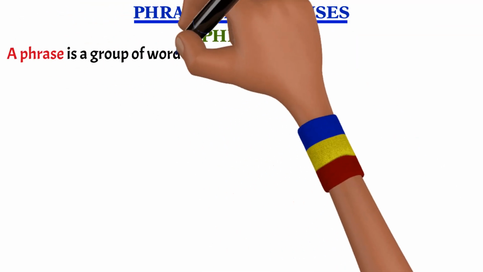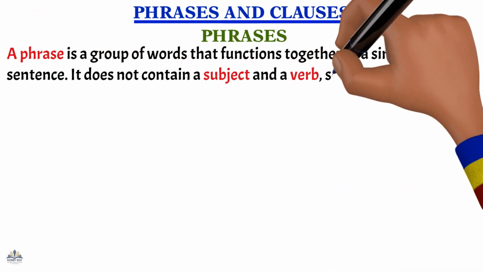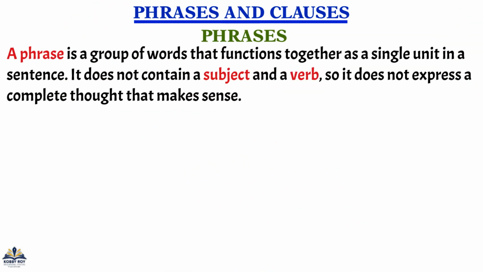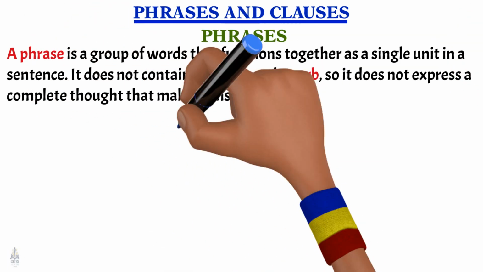Phrases. A phrase is a group of words that functions together as a single unit in a sentence. It does not contain a subject and a verb, so it does not express a complete thought that makes sense.